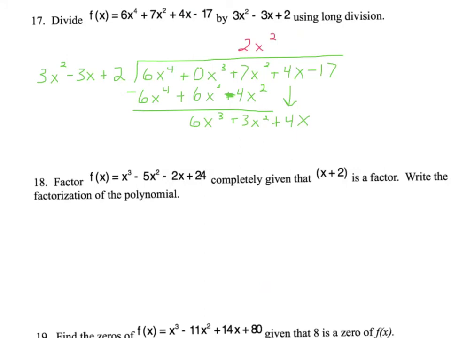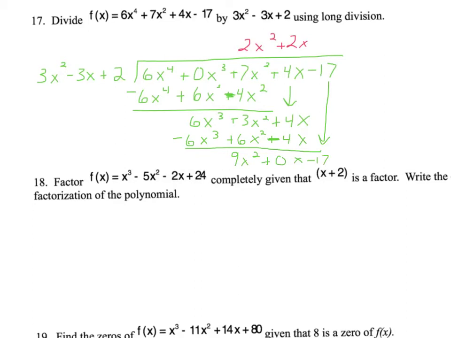So I'm going to say, what do I need to multiply 3x squared by to get 6x cubed? And that would be a 2x. And then I'm going to multiply 2x by everybody. So I get a 6x cubed minus 6x squared plus 4x. And then I'm going to change all the signs. So I'm left with a 9x squared plus 0x, and bring down the negative 17.